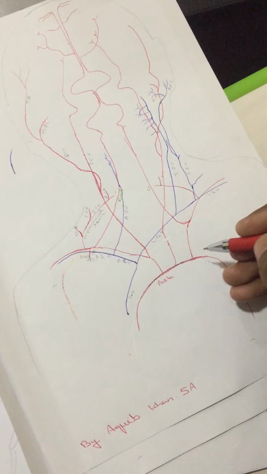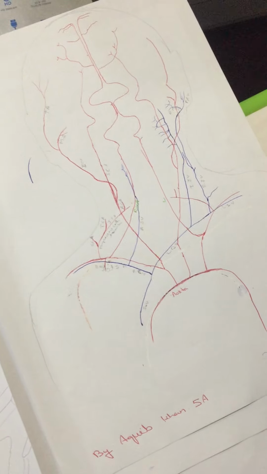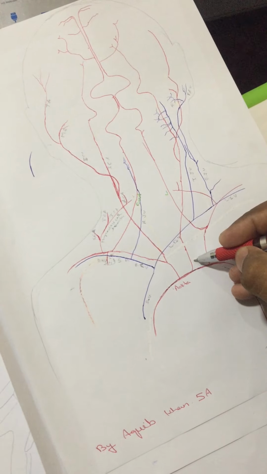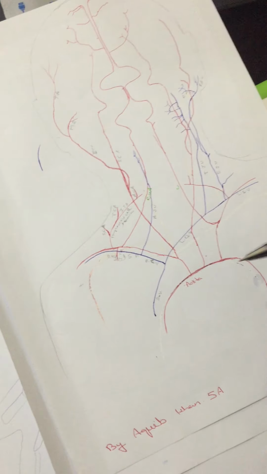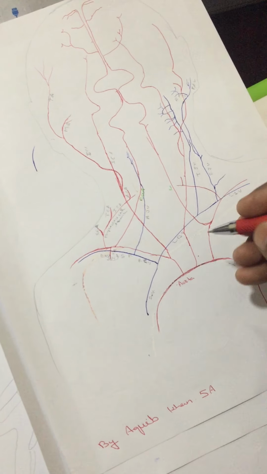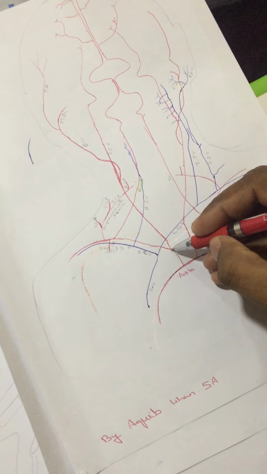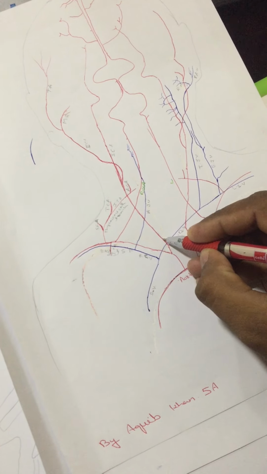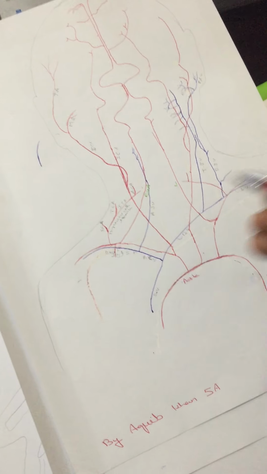Arch of aorta first divides into three major arteries. First one is the left subclavian artery. Second one is the left common carotid artery. And third one is the brachiocephalic trunk. The brachiocephalic trunk further divides into two branches. Number one is the right common carotid artery, and number two is the right subclavian artery.